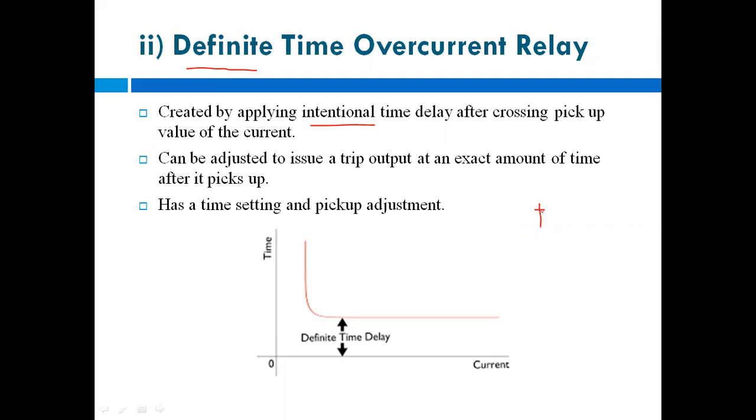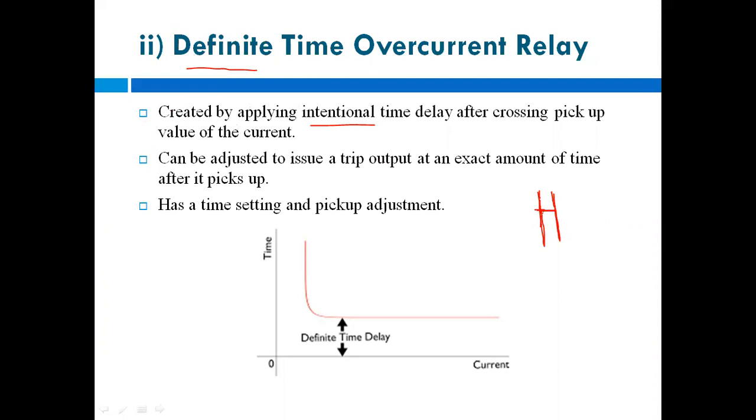But after some time, that time is nothing but the time set in the relay. After that time only your relay will operate. So this is your pickup value. After the pickup value your relay should operate, but that relay is not operating. Some fixed time is provided here, and after that time only your relay will operate. That is called the definite time overcurrent relay.